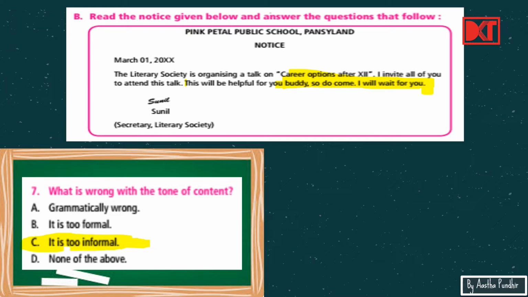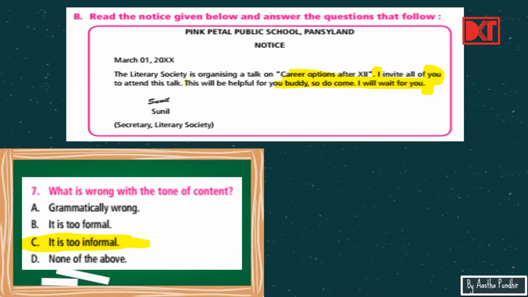Now why too informal? Because when you're putting out a notice in public, although it is meant for a selected group, it is going to be read by everyone, right? So it is supposed to be formal, and there is a certain tone that we have to follow. And also here it says, I invite all of you. Now, in most cases, one practice in a notice is to avoid using personal pronouns, like I invite all of you. Instead, it should be, the students of class 12th are invited to attend this talk. So it shouldn't be I invite all of you.